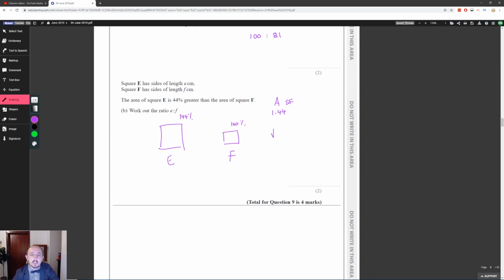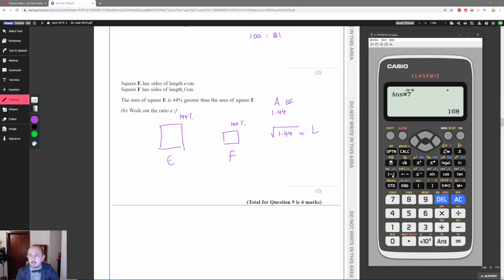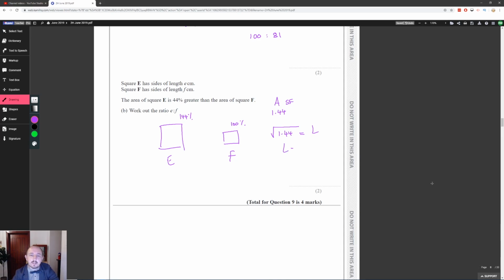So if we square root that 1.44, that gives us the length scale factor. Okay, so the square root of 1.44 is going to be 1.2. Yep, so the length scale factor is 1.2. So E is 1.2 times bigger than F. And if we want to get rid of the decimals, then we can times by 5 and we get a 6 to 5 there for the length.